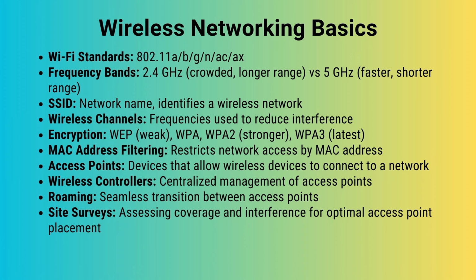Wireless channels are specific frequencies within the band, used to reduce interference between nearby networks. Encryption is crucial for wireless security, with options including WEP, obsolete and insecure, WPA, WPA2 current standard, and WPA3 latest, most secure. Access points (APs) allow wireless devices to connect to a network, while wireless controllers provide centralized management of multiple APs. Roaming allows clients to move seamlessly between access points in the same network.